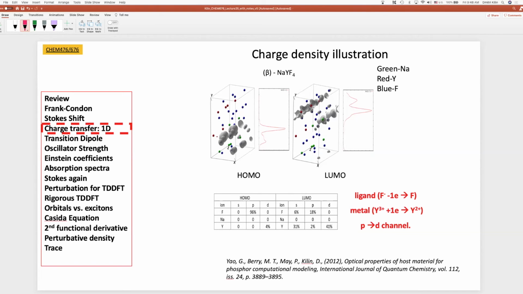Here are just some examples from classes in previous years. It was some crystal with one orbital localized in one part, and it showed this integration is non-zero only in the lower part as a function of z. And for another orbital, it's in the other part. So it shows that by going from one orbital to another one experiences charge transfer.